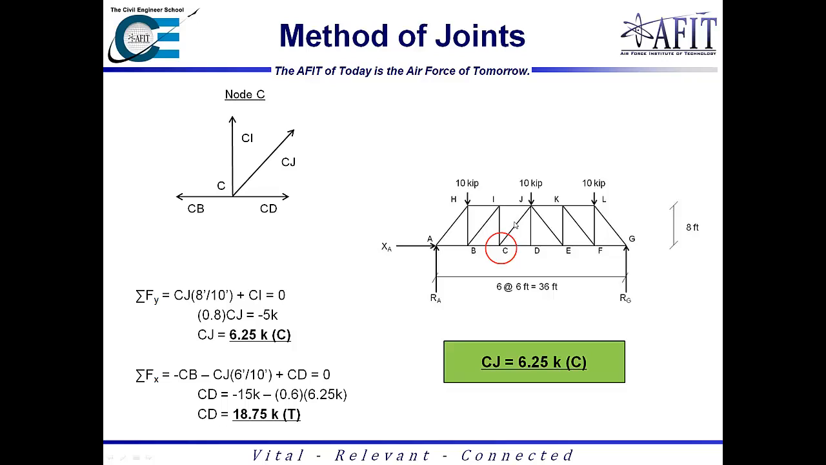Because these are repetitive members and the loading is symmetrical, you should expect that. I also didn't need to do this, but I did anyway: the sum of the forces in the x direction, just to finish this out, is 18.75 kips tension for CD. One thing I will mention, since this is symmetrical again, this force here should equal this force, as well as BC should equal EF, and AB should equal FG. And the same goes for all the other members that are symmetrical on the other side.